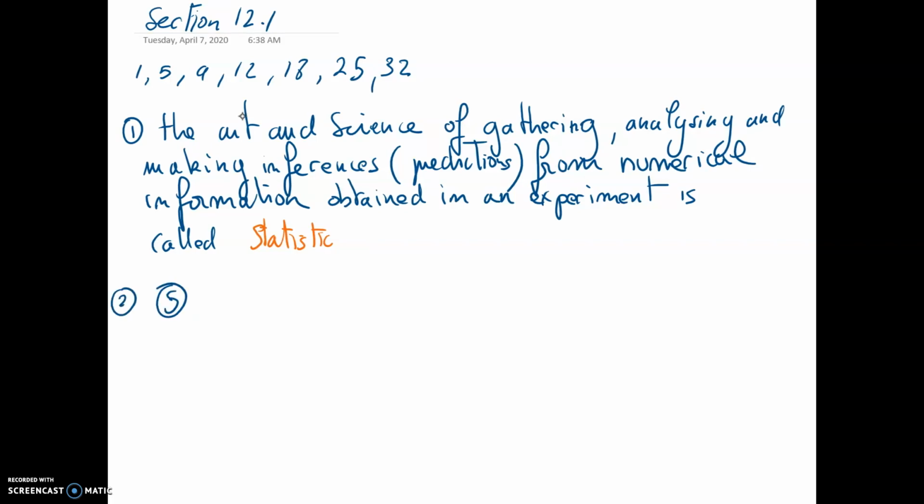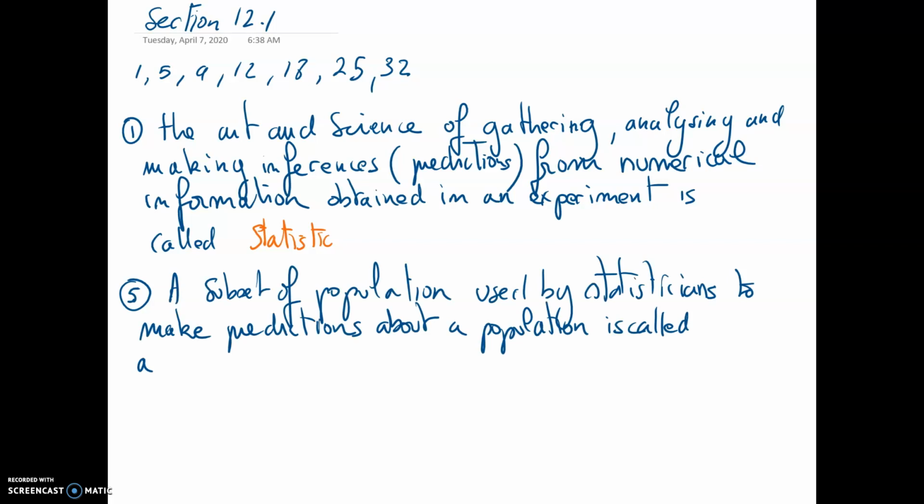What do we have on this problem number 5? So in this problem number 5, I'm going to write the sentence and then I will go back to you. It's all about finding the definitions related to a subset of a population used by statisticians to make predictions about a population is called, and it's called a sample.